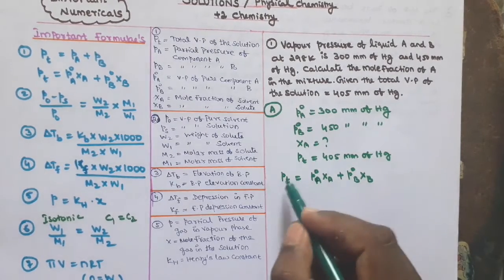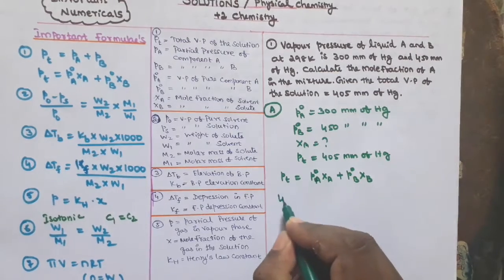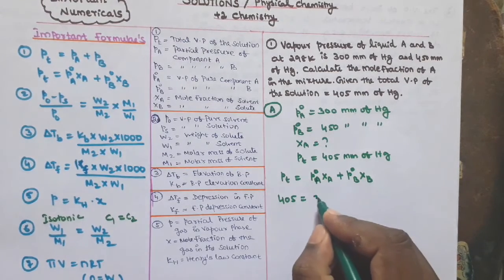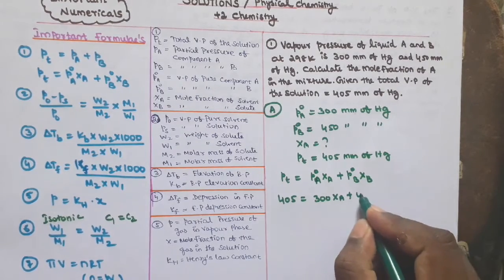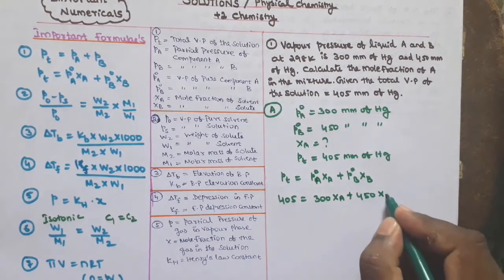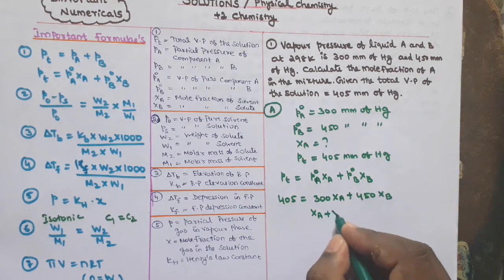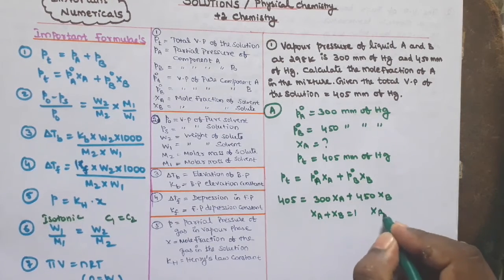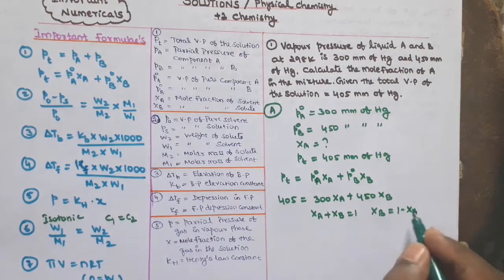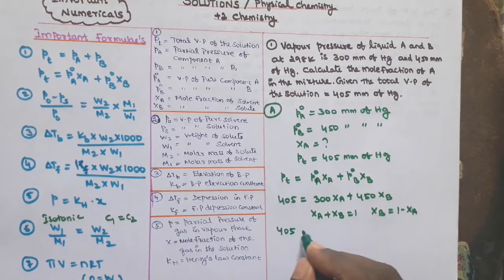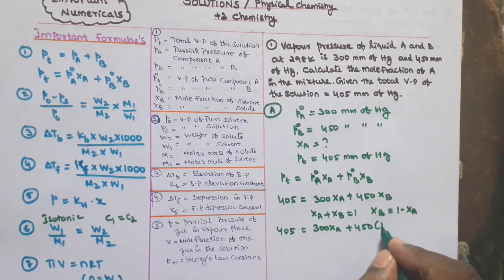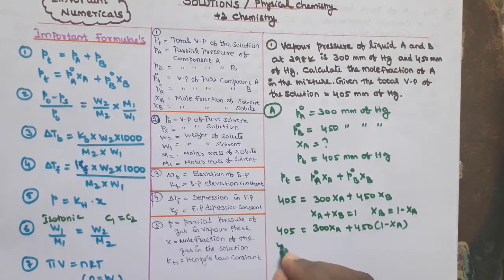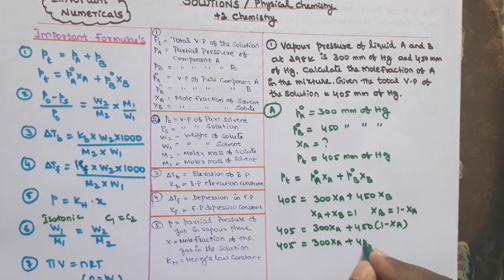Substituting the values, Pt is 405, Pa° is 300 into Xa, plus Pb° is 450 into Xb. We know that Xa + Xb = 1, so Xb = 1 − Xa. Substituting it, we get 405 = 300 Xa + 450(1 − Xa), so 405 = 300 Xa + 450 − 450 Xa.